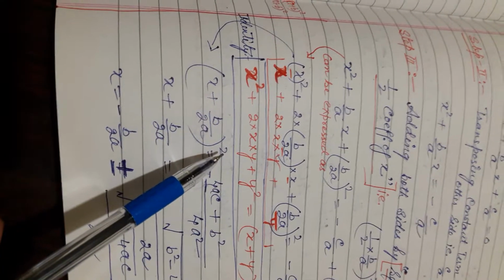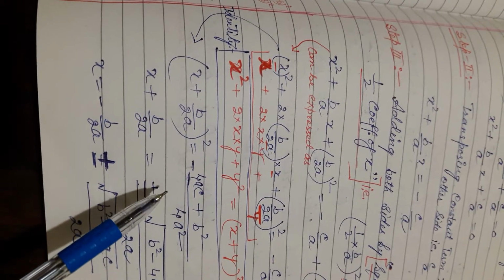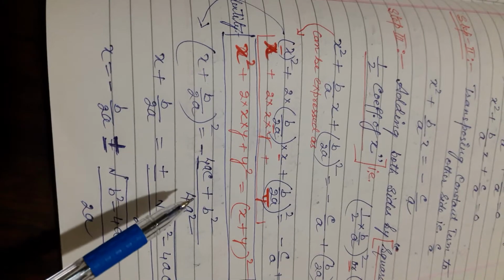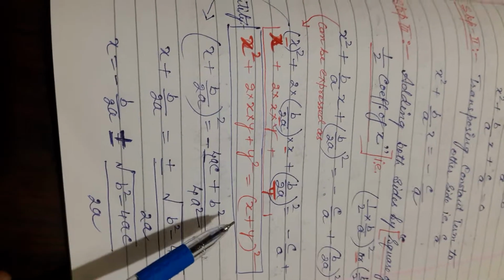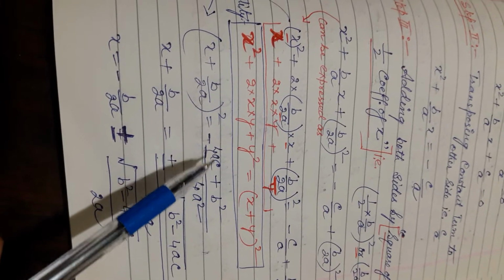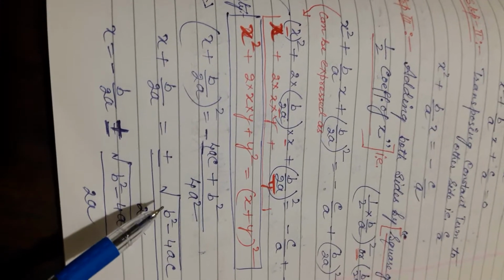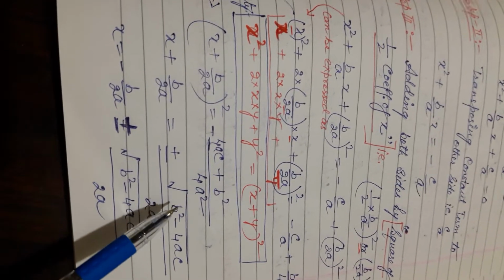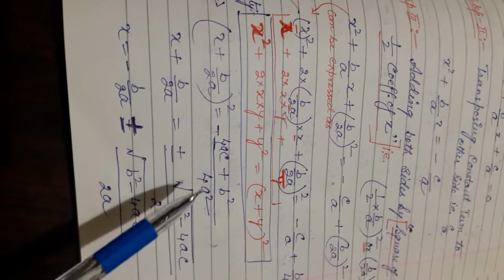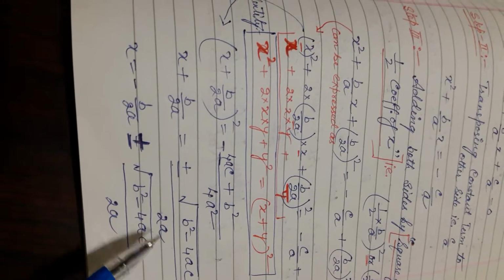Now just remove this square. When we remove this square, it will be plus or minus sign on the other side and the whole square root of this term. So the square root of minus 4ac plus b square can be expressed like that, b square minus 4ac. We have taken b square, the positive term, first, then the negative term, and the square root of 4a square will be 2a.